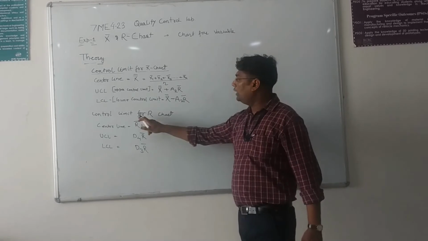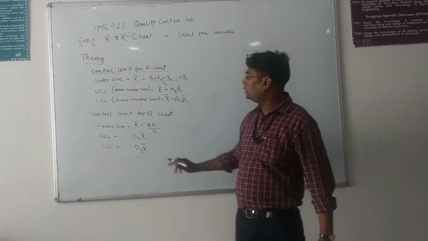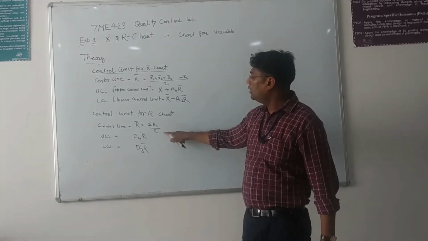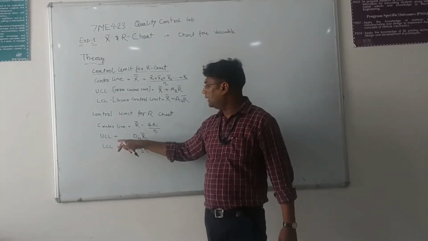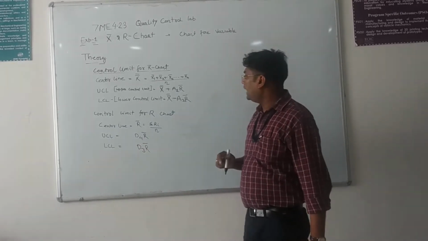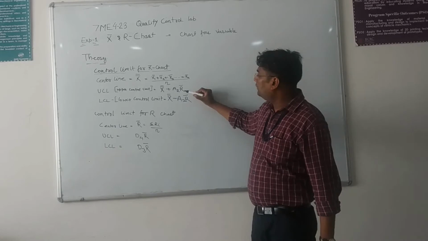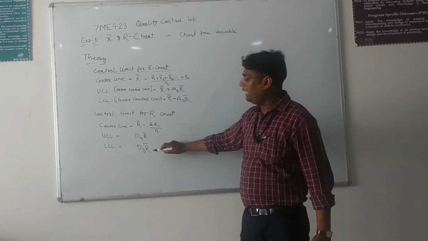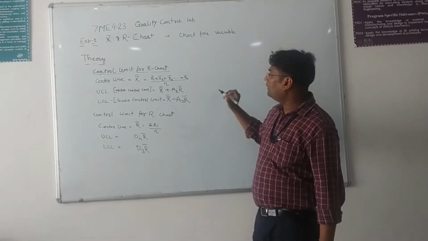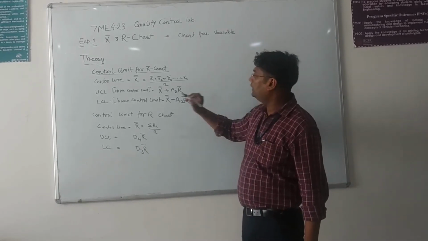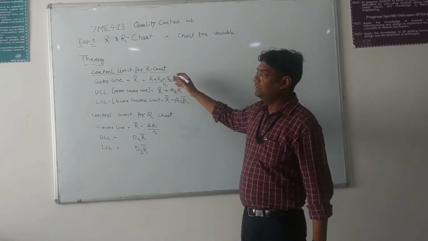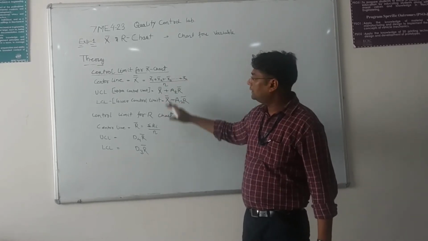Similarly, for the R chart the center line is R bar, the average of all ranges. The upper control limit is D4 R bar, and the lower control limit is D3 R bar. In these formulas, the values of A2, D4 and D3 we find from the given tables, and then we have to calculate all the other values to draw this on a graph.